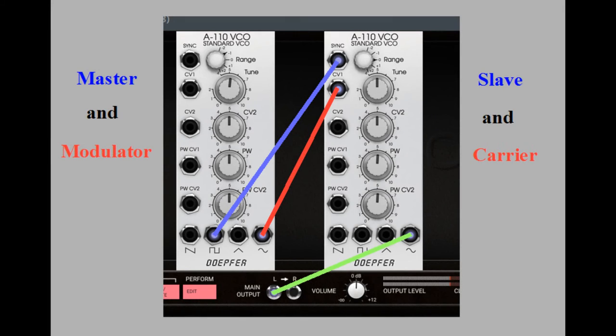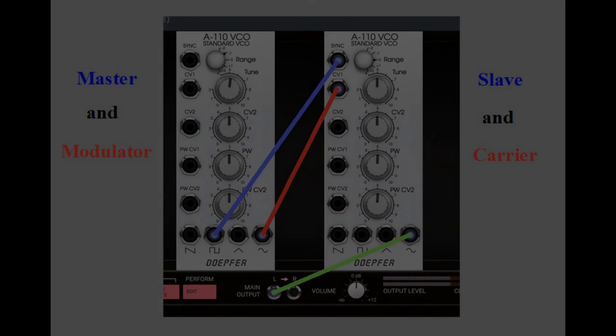And the last word of theory. The oscillator, which modulates the other, is called the modulator. What a term full of fantasy. And the oscillator, which is being modulated, is called the carrier.